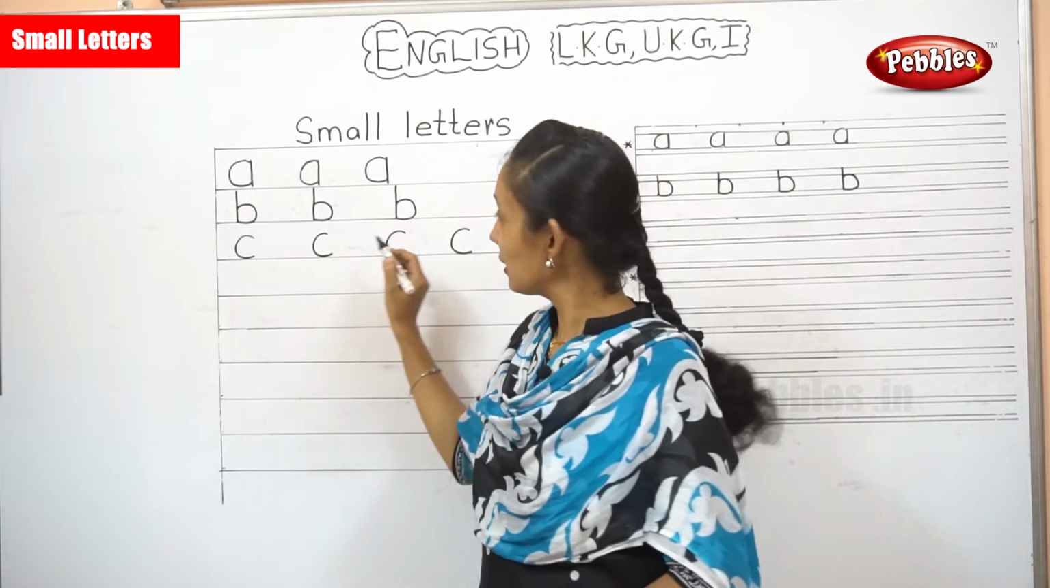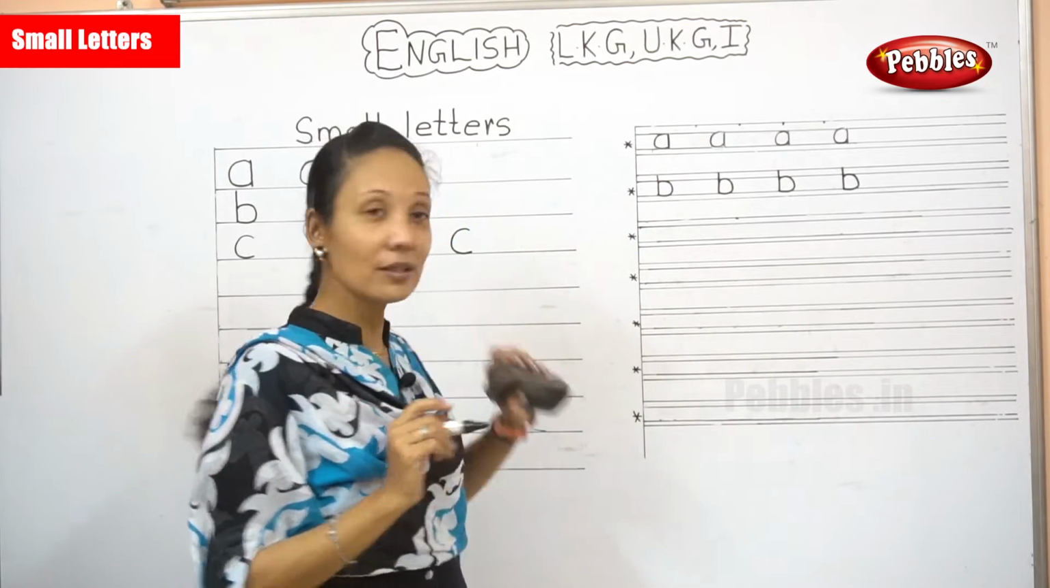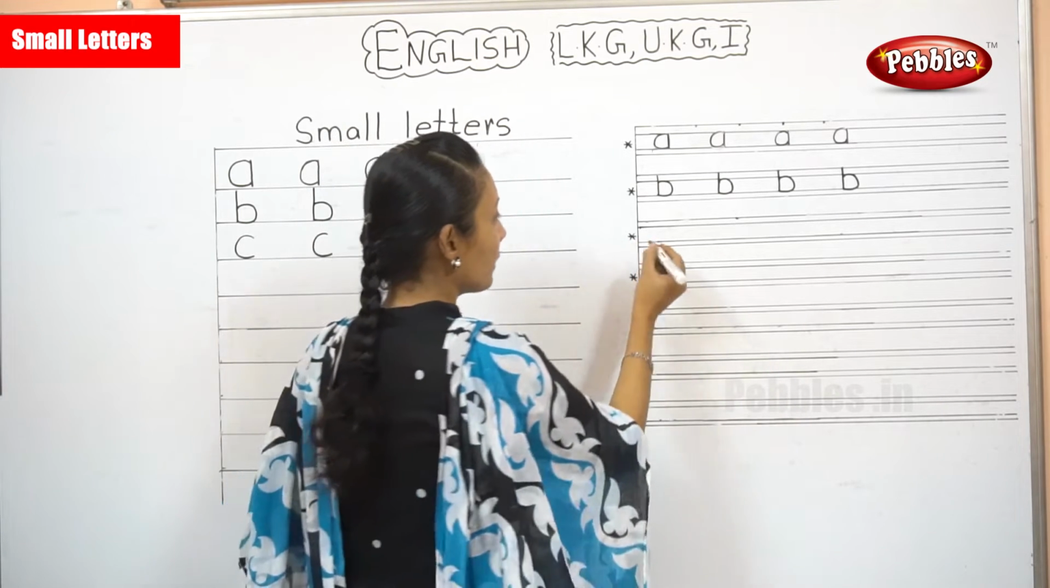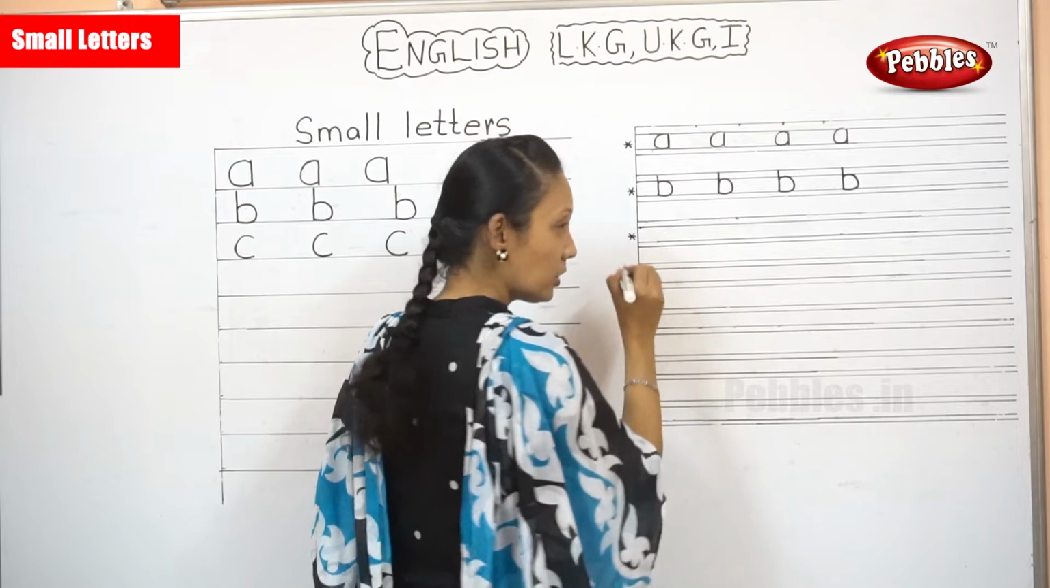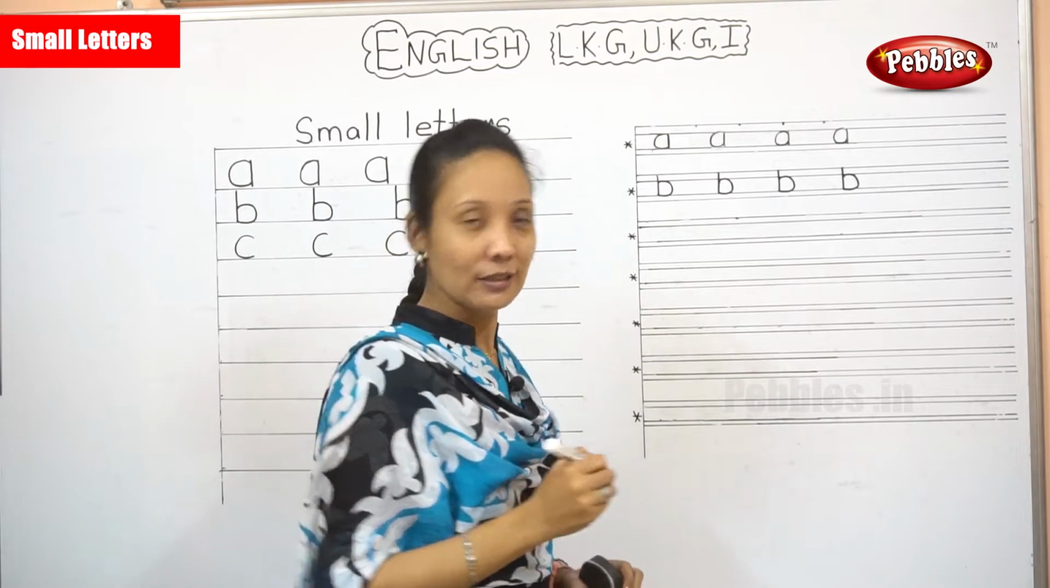Now shall we learn how to write the C on your 4 lines? Shall we learn to write the C on your 4 lines? Yes, you are ready? Good. Now you will write your C into your second line and into your third line.